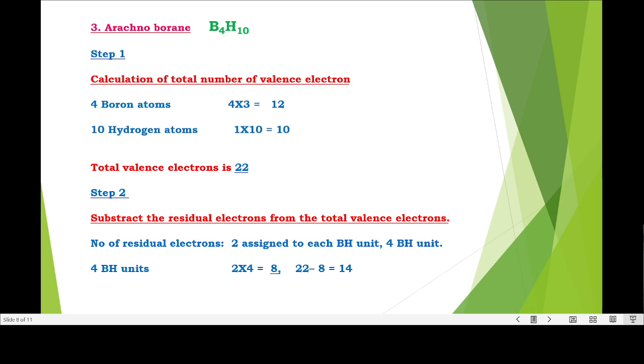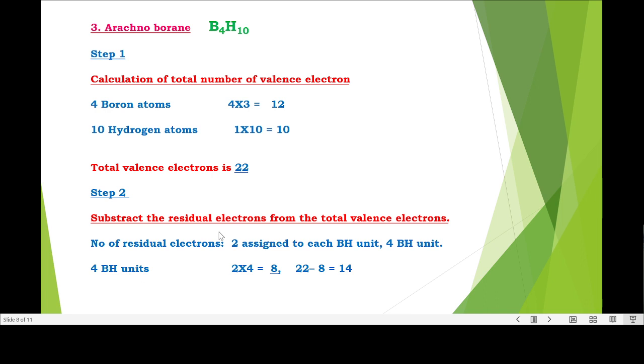Example for arachno borane, that is B4H10. Calculation of the total number of valence electrons. 4 boron atoms we have, 12 valence electrons belonging to boron, and 10 hydrogens. So we have 10 valence electrons contributed by hydrogen. Total valence electrons is 22.